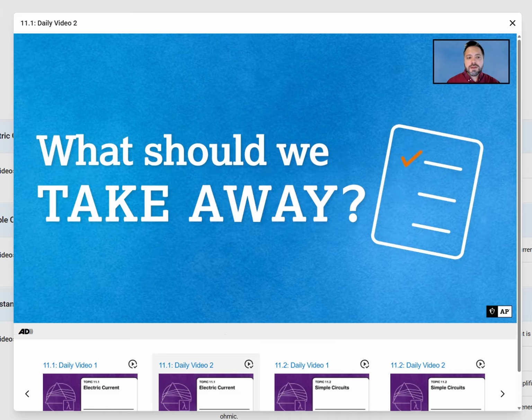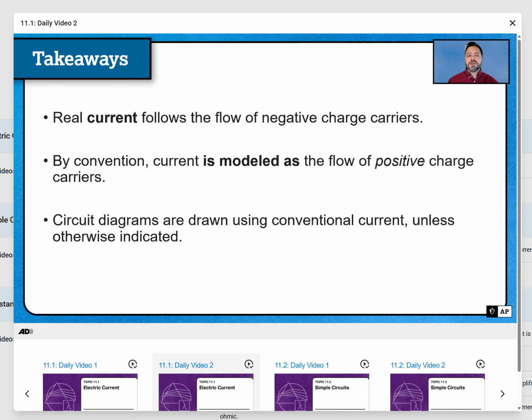What should we take away from this video? Real current follows the flow of the negative charge carriers, the electrons, and by convention, the current is modeled as the flow of the positive charges. So any circuit diagrams you see are going to be using conventional current unless otherwise stated.